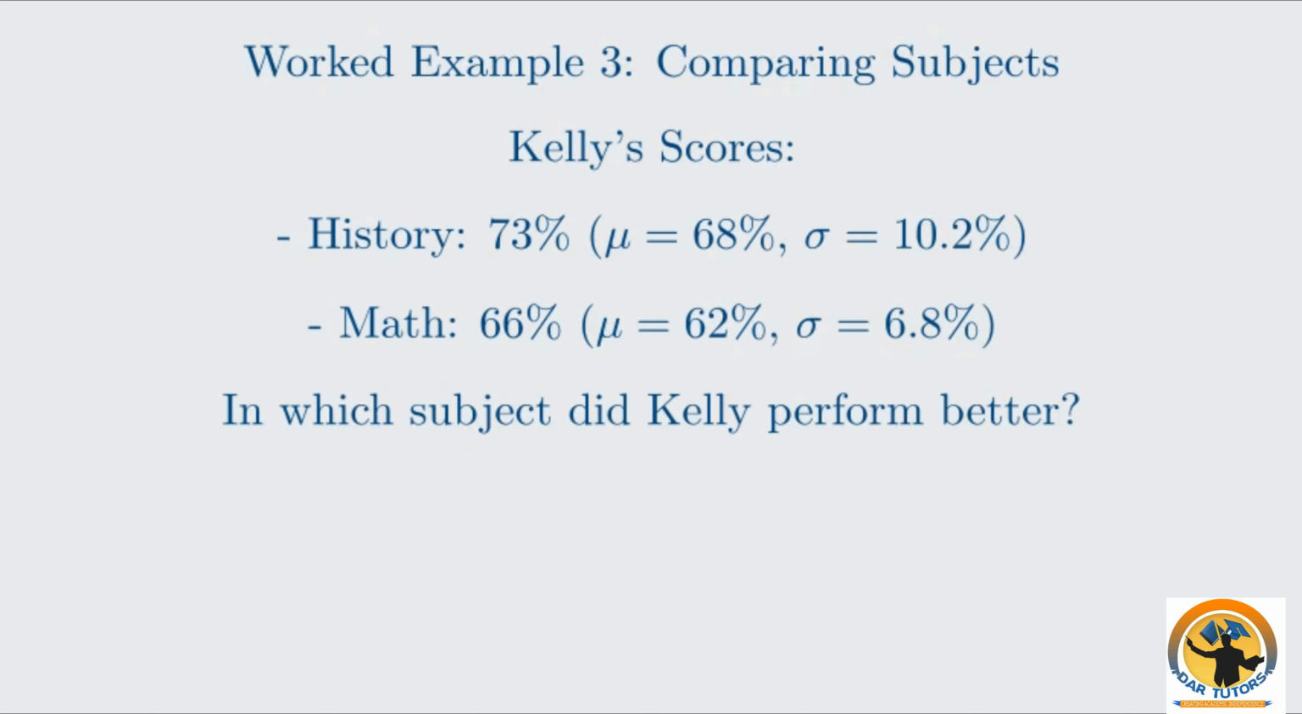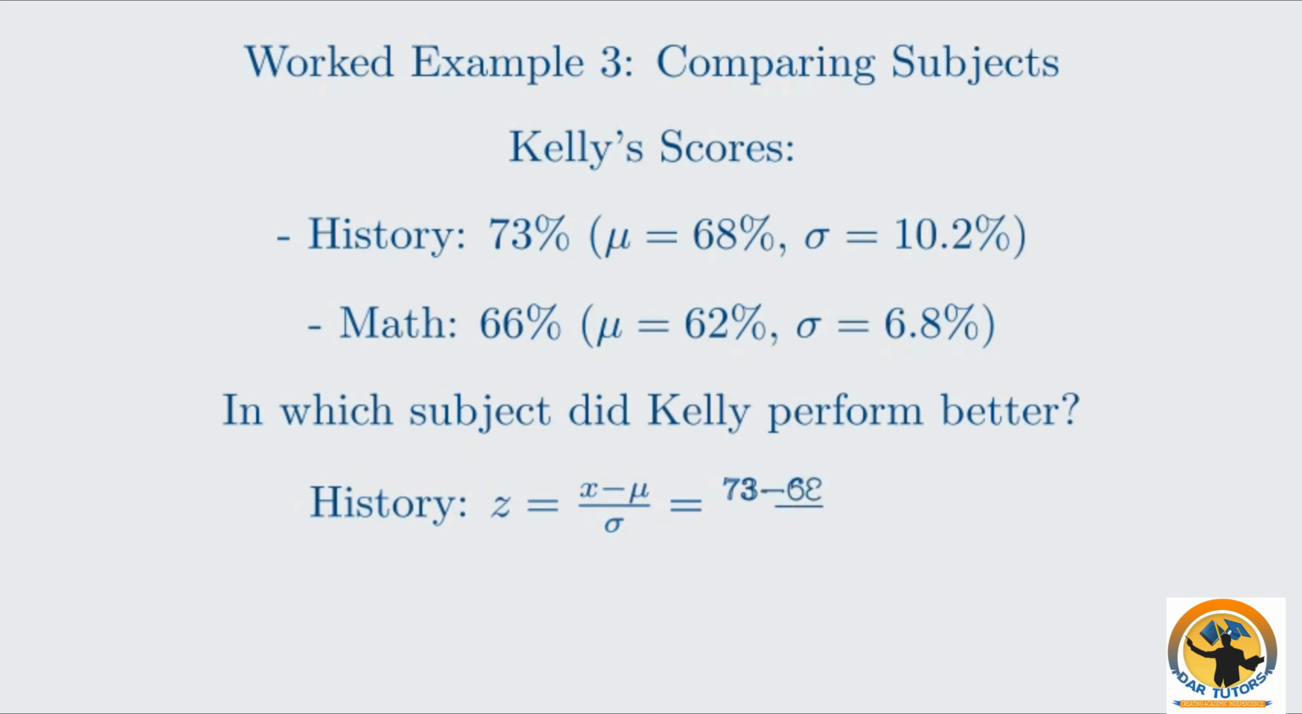We need to determine in which subject Kelly performed better relative to her classmates. To compare them fairly, we must standardize them using z-scores. A higher z-score means a better performance relative to the class. First, let's calculate Kelly's z-score for history. The formula is x minus mu over sigma.